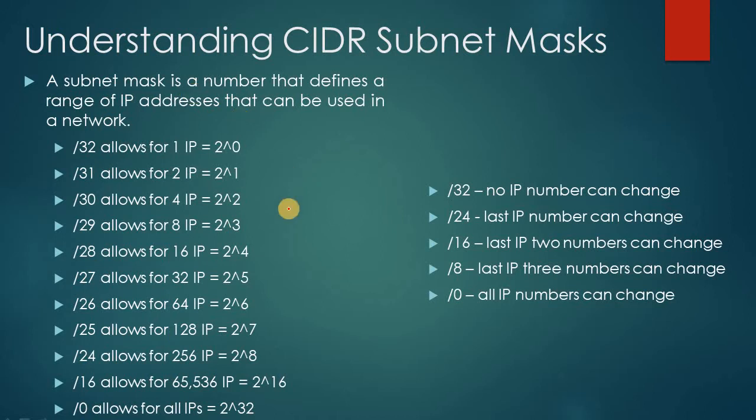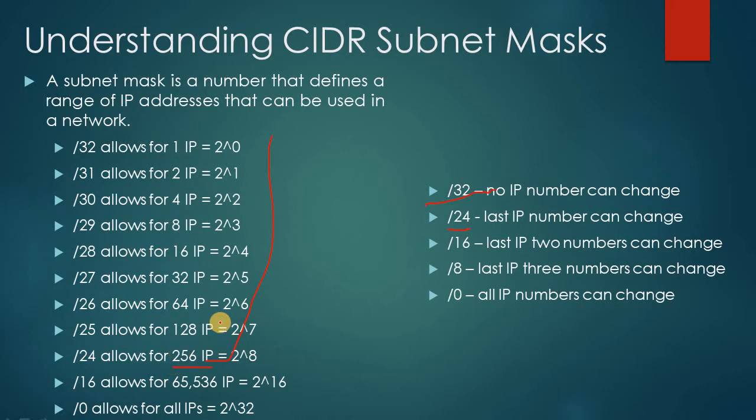I hope you guys understand that part. I'm going to talk about this part. If you have a 32 subnet mask, it means no IP address number can be changed. I'm going to start first with 24. If you have a 24 subnet mask, you have 256 IP addresses.